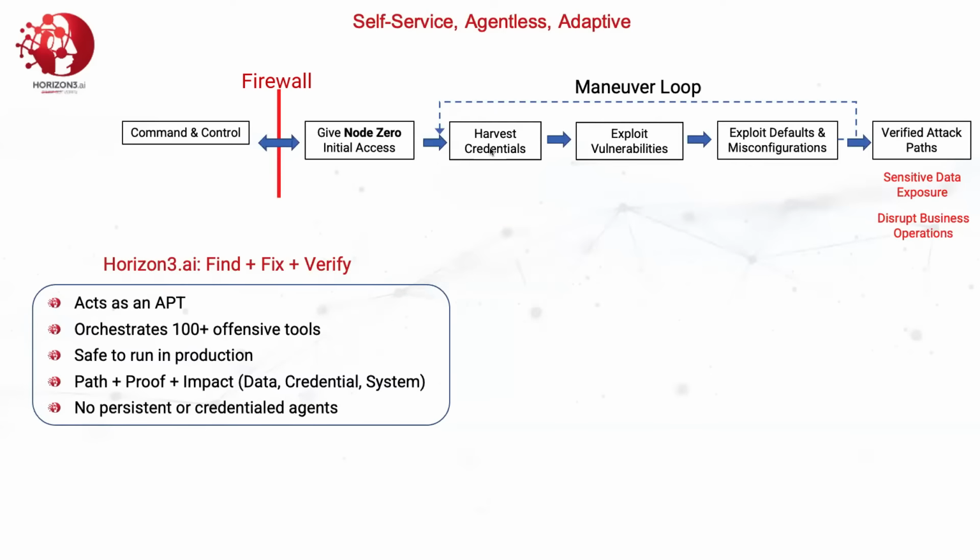It is going to start to enumerate and conduct reconnaissance on the network. It's going to find credentials that it can harvest. It's going to exploit vulnerabilities that it detects as it fingerprints every host, port, service, running piece of software, and so on. It is going to find ways to exploit dangerous product defaults and misconfigurations, and it's going to execute this maneuver loop.